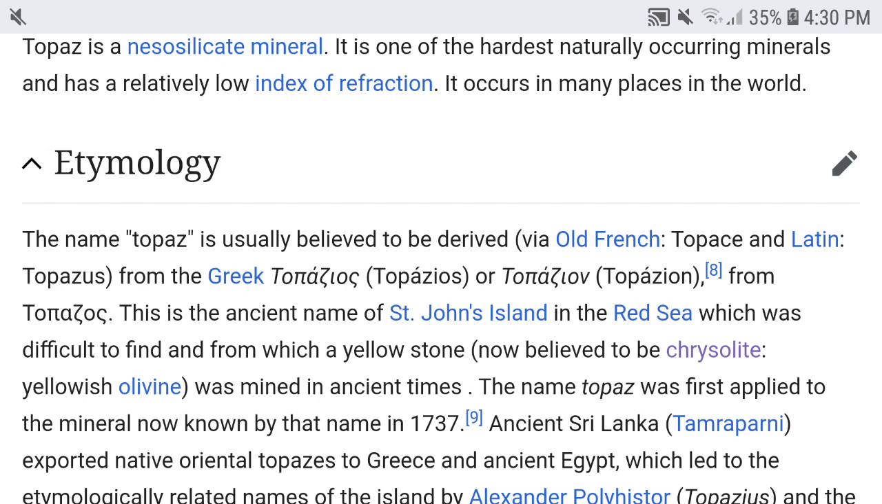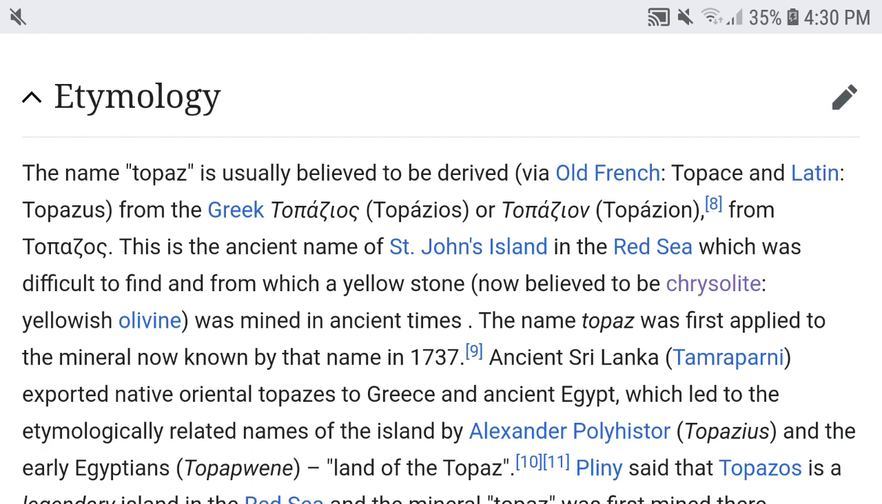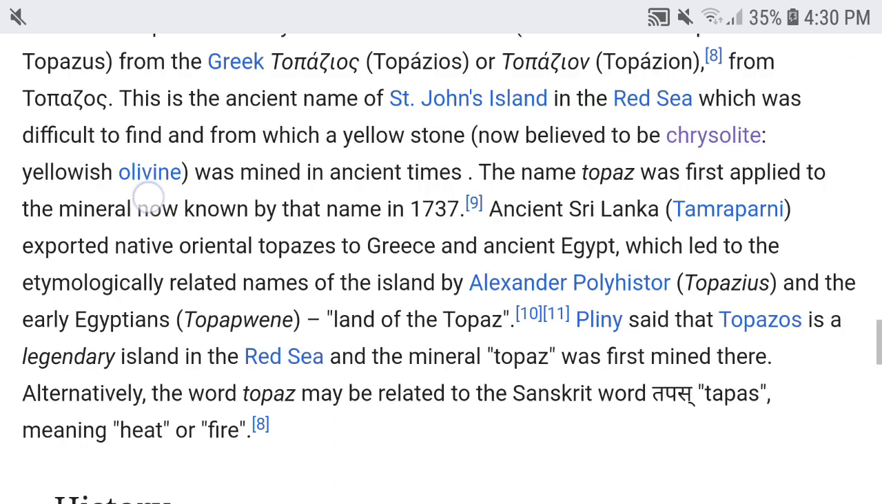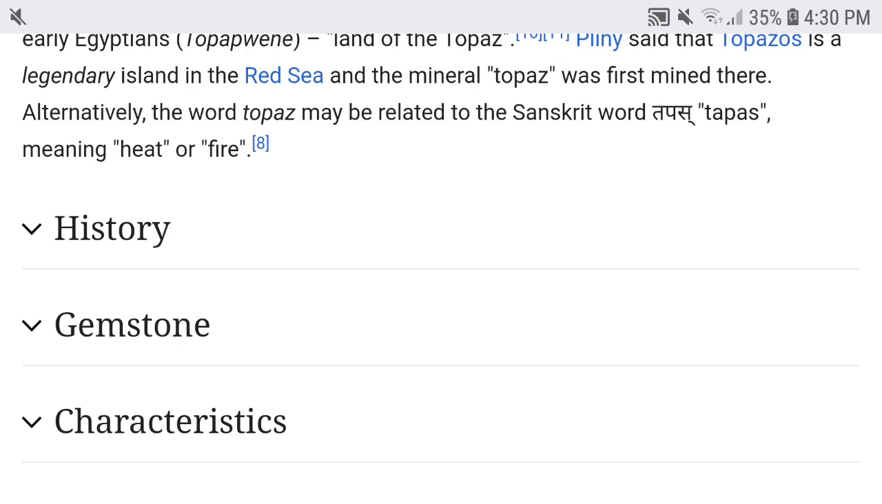The name topaz is usually believed to be derived from topaz or topazos, which is difficult to find, and from which a yellow stone was mined in ancient times. The name topaz was first applied to the mineral now known by that name. That's just the history of the name. Alternatively, the word topaz may be related to the Sanskrit word tapas, meaning heat or fire.